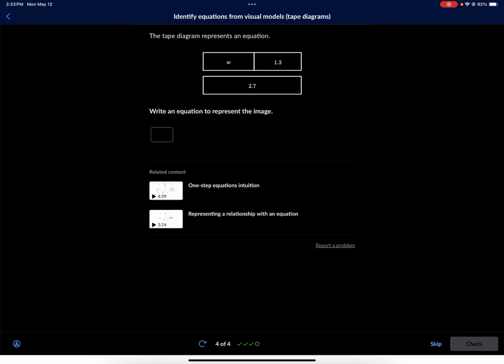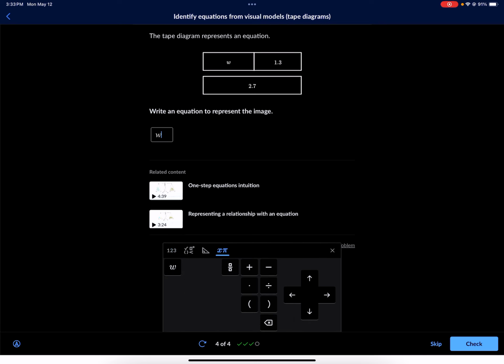Okay, last problem. I'll let you guys take a crack at this, and then we'll do it together. Let's go ahead and pause right now. Okay, the answer here should be w plus 1.3 equals 2.7. And answers can vary, but this is the way I would put it. You can put 1.3 plus w is equal to 2.7. 2.7 is equal to 1.3 plus w. 2.7 is equal to w plus 1.3.